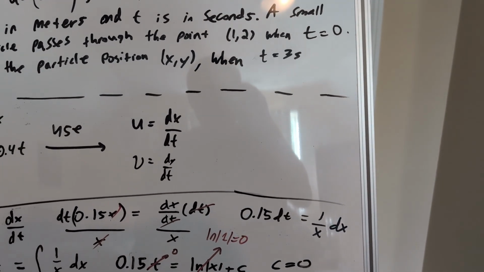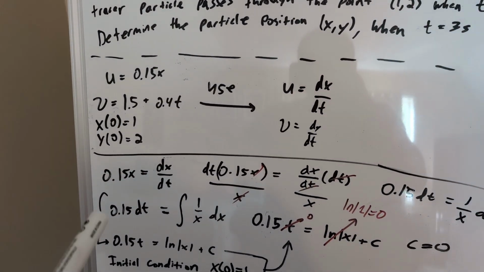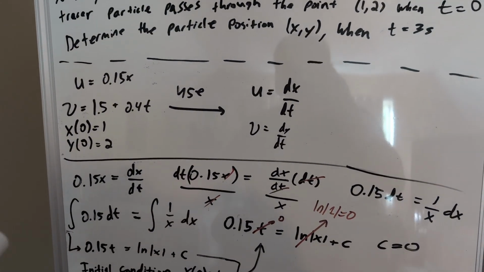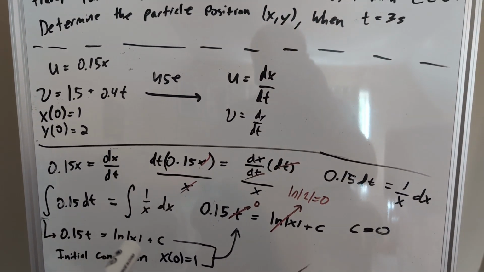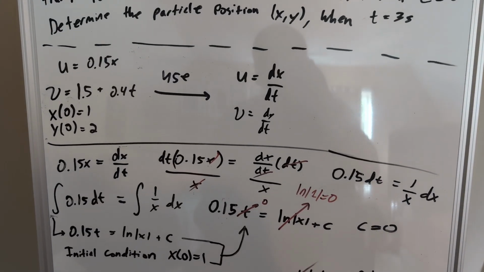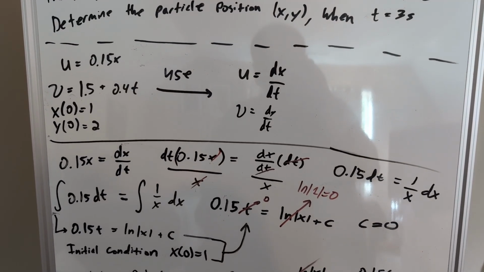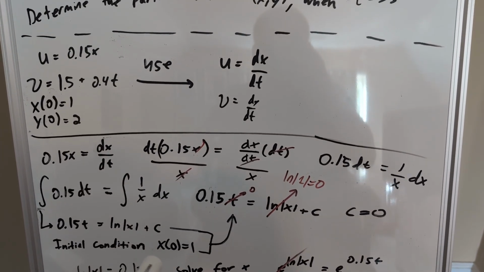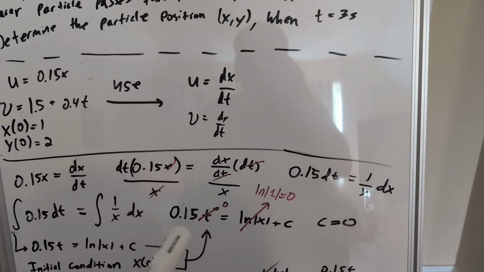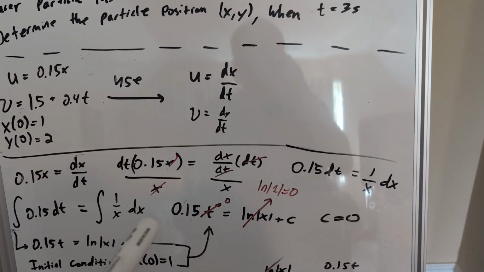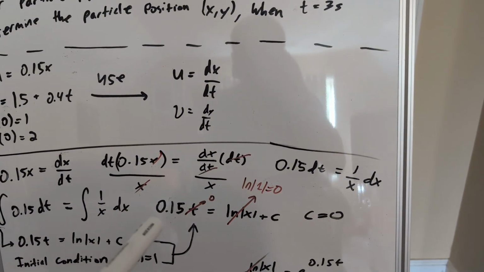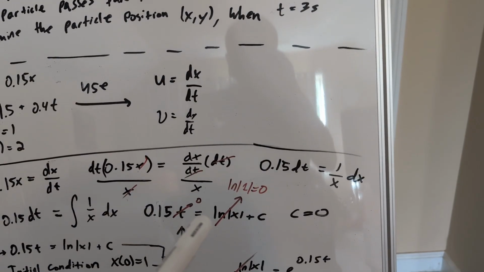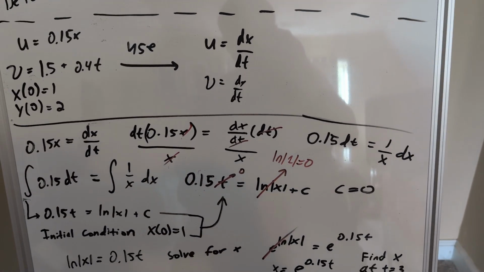Now we can integrate both sides here. Integral of 0.15 dt is equal to integral of 1 over x dx. This comes out to be 0.15t is equal to ln absolute value of x plus c. This is our general solution. Now we must find our constant using our initial condition from earlier. x at t equals 0 is equal to 1. Our x will go to 1, and our t we will plug in 0. This means that this will go to 0, anything times 0 is 0, and then ln of 1 is also equal to 0, so 0 is equal to 0 plus c, or c is equal to 0.